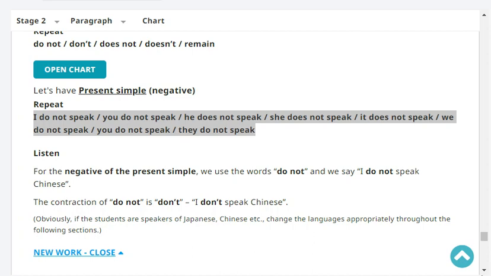Okay, for the negative of the present simple, we use the words do not. And we say, I do not speak Chinese because I don't speak Chinese generally. I don't know how to speak it. The contraction of do not is don't. So we say, I don't speak Chinese.